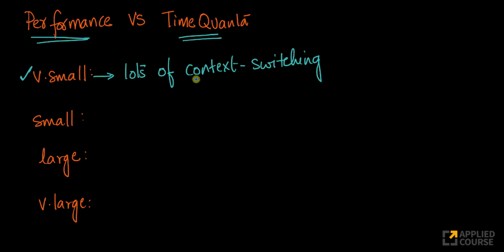Again, context switching does take some time. Context switching is not that trivial. It takes some amount of time. But if you have too much context switching, there is no progress. Your efficiency becomes close to zero. Your efficiency is very low. What do I mean by efficiency? Your throughput is low. If your time quanta is very small, it's not good.